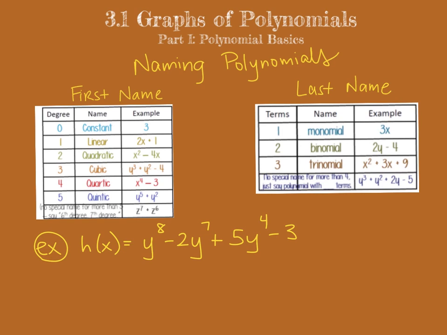This last example, we see that the degree is 8, so its first name would just be an 8th degree. Then we see that it has 1, 2, 3, 4 terms, so it's just a general polynomial. If you would like to write polynomial with 4 terms, you can. I normally don't see that, but it's not wrong if you want to write that, but you can just call it a polynomial in general.